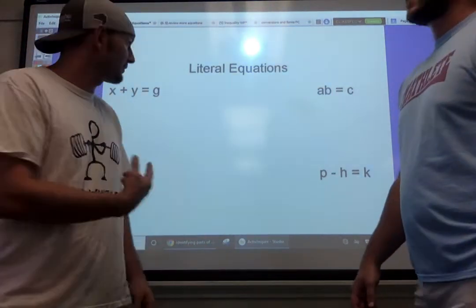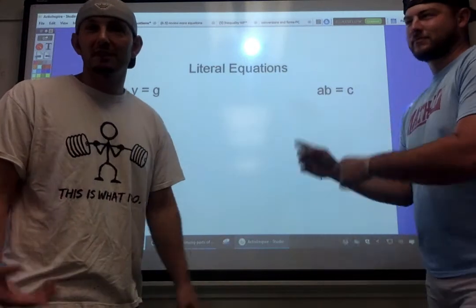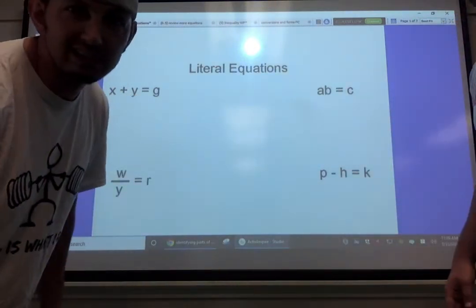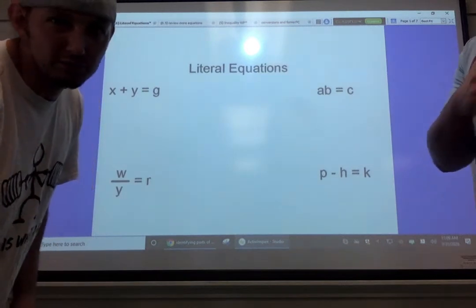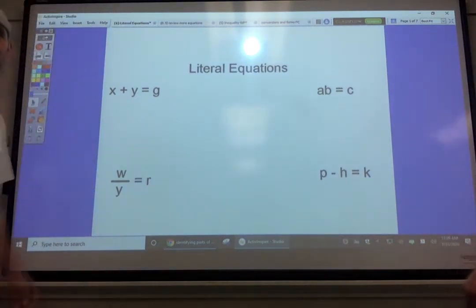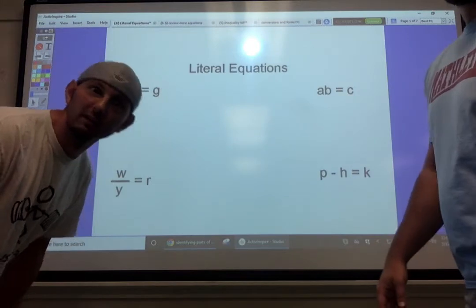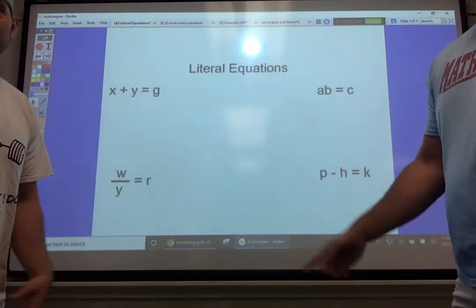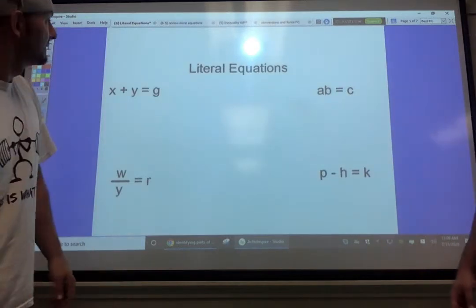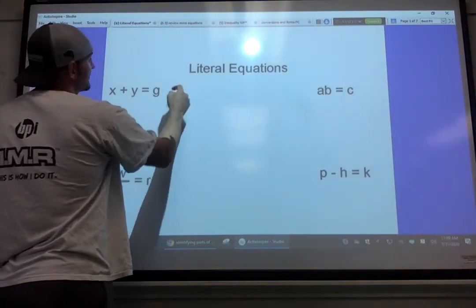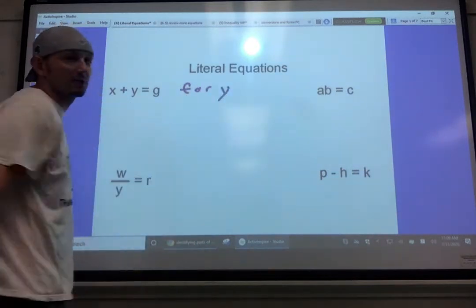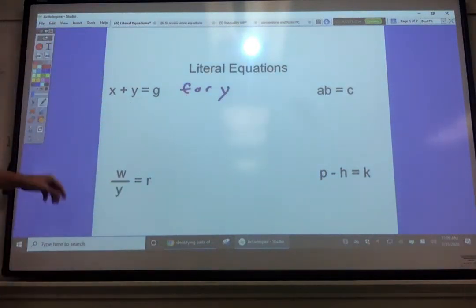All right, we're doing literal equations. I'm sure you can read it better than I can say it, so let's jump right in. These don't have really any numbers yet. You're dealing with variables. Letters. What makes kids go, oh, I'm confused. So x plus y equals g. Doesn't make any sense to people. But we're going to solve it for a specific letter, and I'm going to say for y. So solve this equation to say y equals.